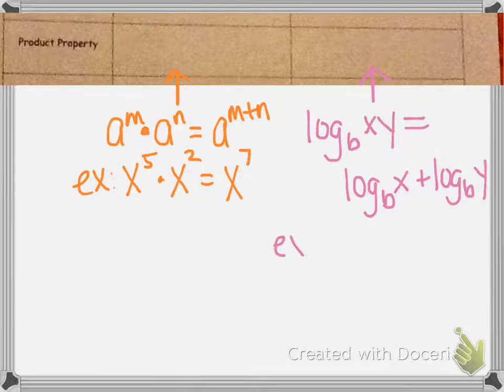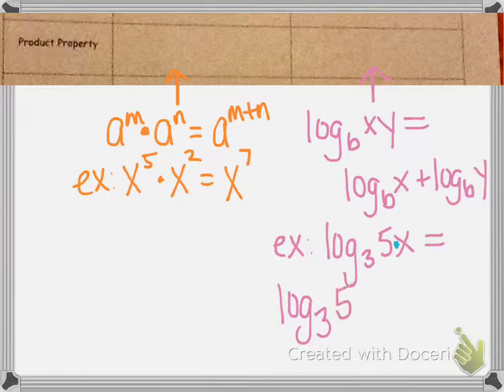The example here is, let's say I have log base 3 of 5x. This is really 5 times x. Yellow isn't a great color to use, so let's put that in blue. So 5 times x. What happens is this equals log base 3 of 5 plus log base 3 of x. And then I can solve from there and find out what x is. Okay, so there's the product property.